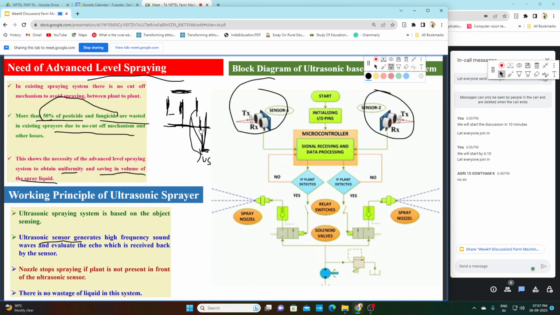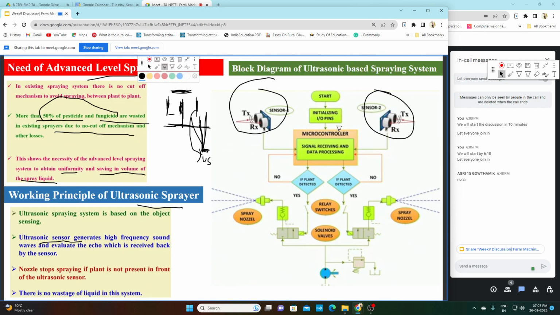So this ultrasonic sensor is programmed in such a way that if the sound wave is received back by the sensor, then only it will spray. If it is not receiving the sound wave again, then at this position, the sensor will not spray. So this is the principle of the ultrasonic sensor. Here it has been explained with a block diagram.